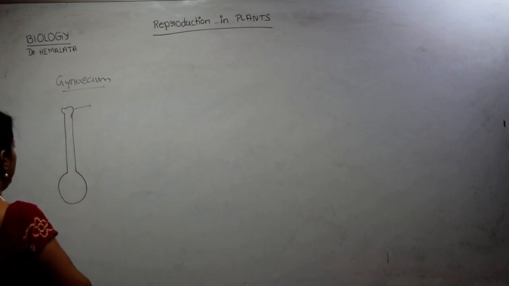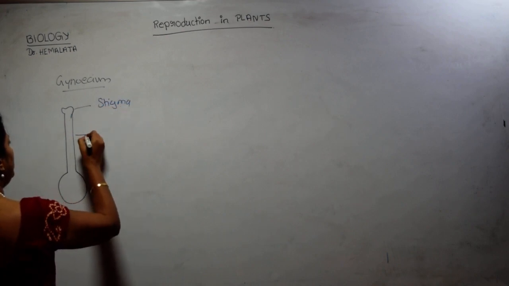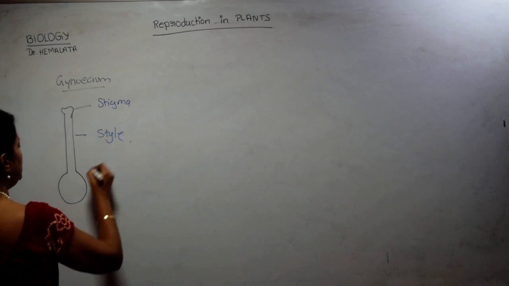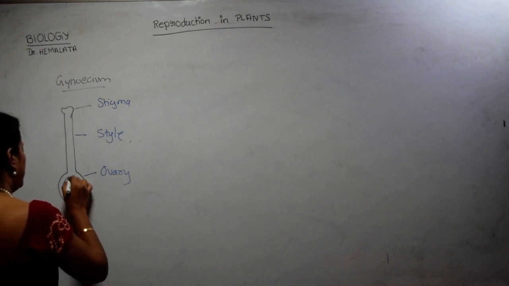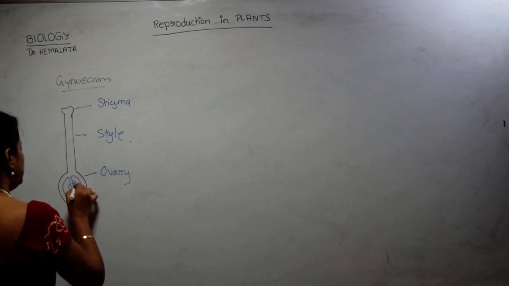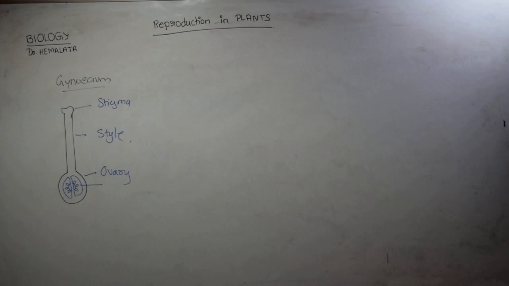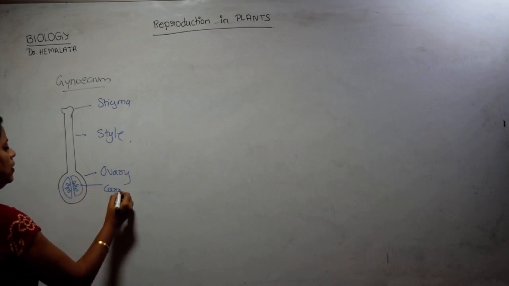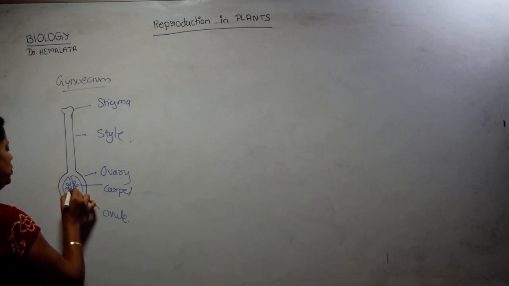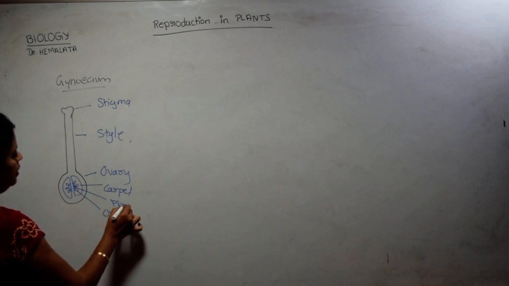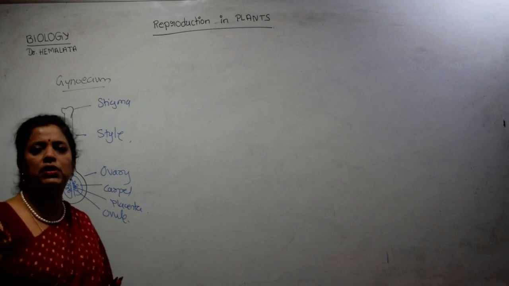Okay. What are the parts then? The upper part we call it as stigma. The elongated portion is called as the style, and the circular or the swollen part is called the ovary. Within the ovary you find a number of ovules that are attached to the placenta. You can see here I am drawing. This is the carpel. These are the ovules. This is the ovule. This is the attachment to that. We call this a placenta.